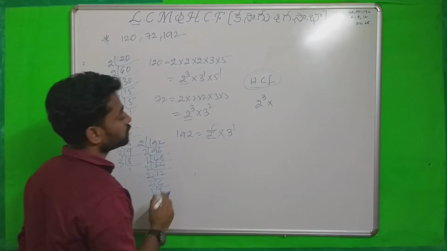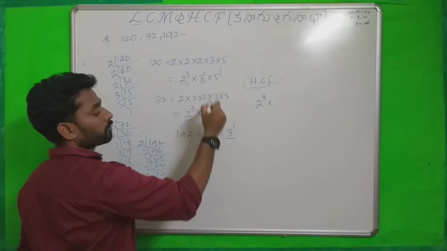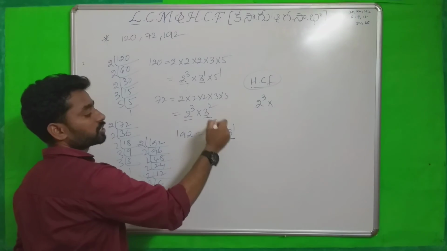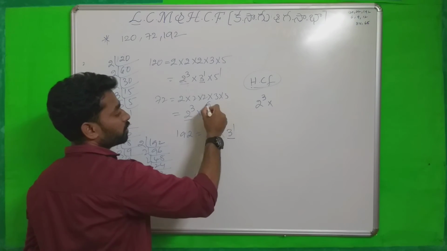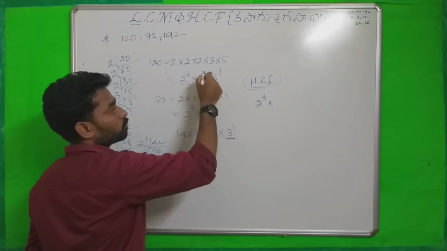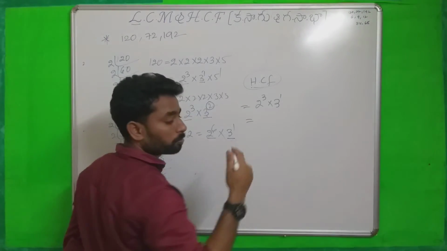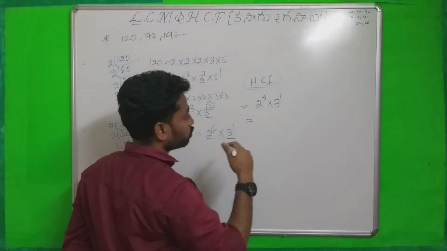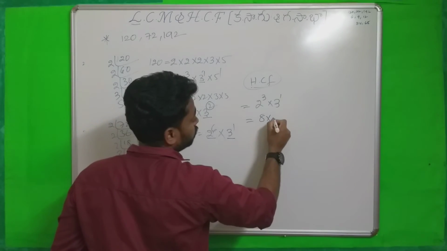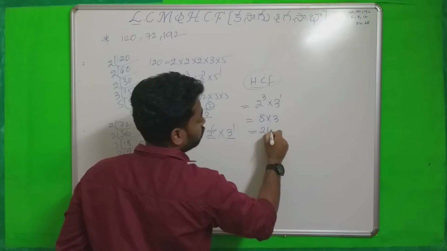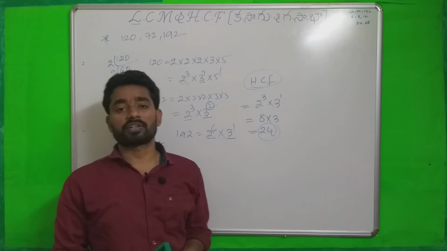Okay. Next, if you observe, this 3 is also a common factor. In these, 3 is common. But for highest, take the least exponent: here 2, here 1, here 1. So the least one is 3. Like that you have to take. 2 cube means 2 to the power of 3, sorry. 2 2s are 4, 4 2s are 8, 8 into 3, 8 3s are 24. This is also HCF by the prime factorization method.